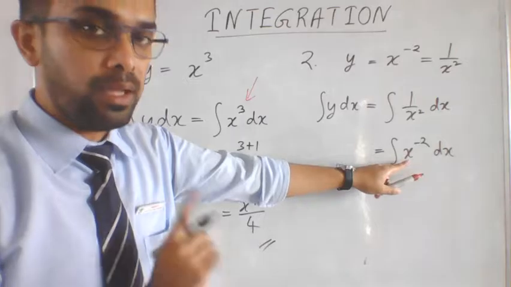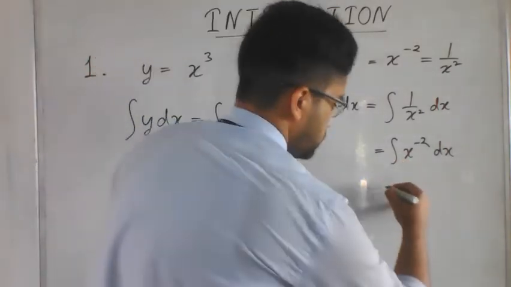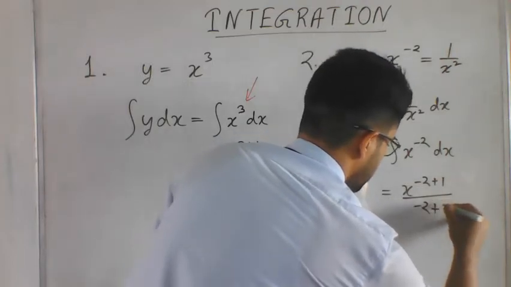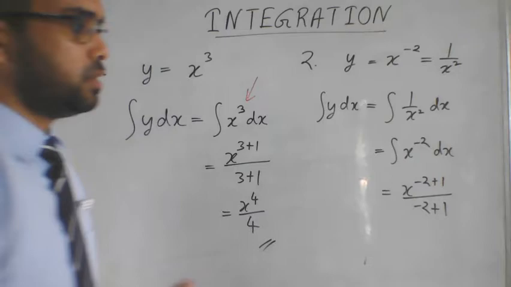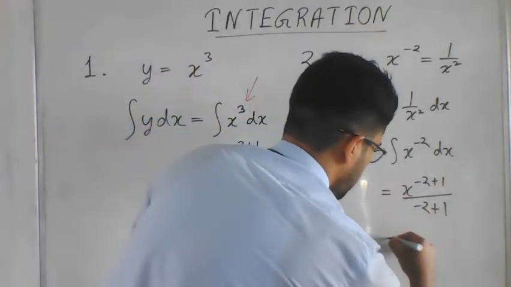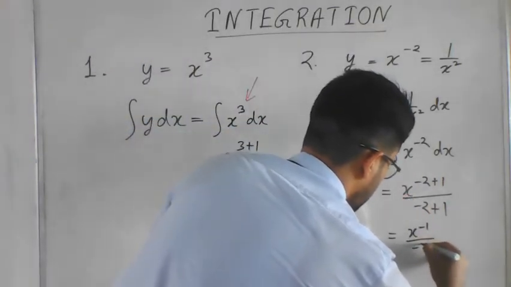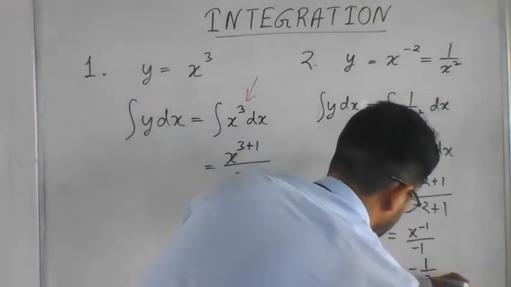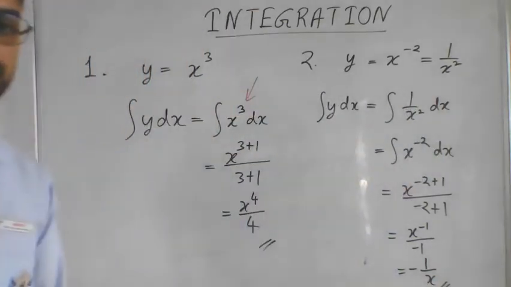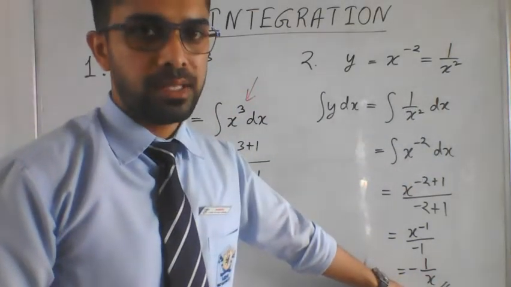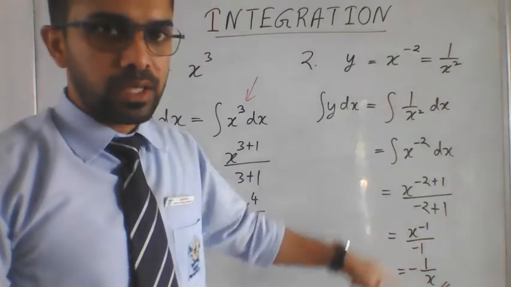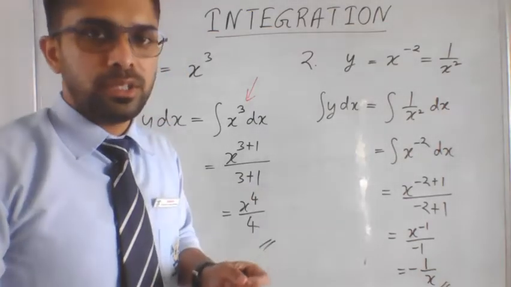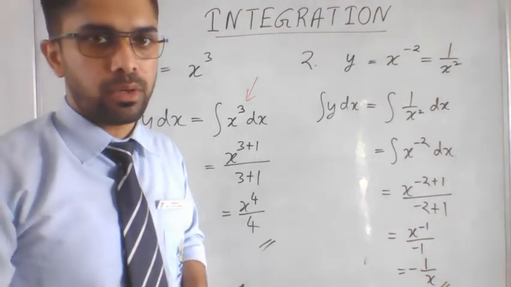Here you have to increase the power by 1, n plus 1. So we will find x raised to the power minus 2 plus 1 by minus 2 plus 1. Minus 2 plus 1 will be minus 1. So we'll get x raised to the minus 1 by minus 1, which we can write as negative of 1 by x. So it will be minus 1 by x that we get. This is the exact kind of integration that we'll need for discussing electrostatic potential. But there will be some boundary conditions there, which I will tell you in that topic.